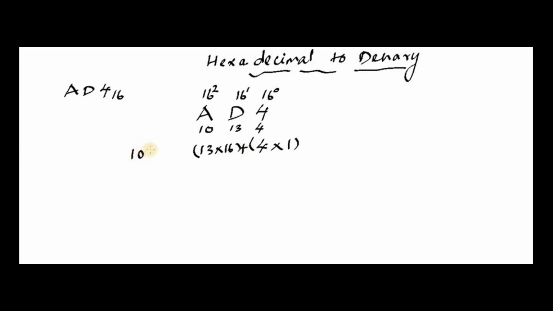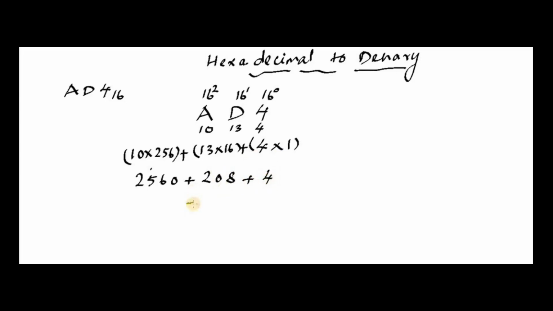That is 10. 10 times 16 to the power 0, it is 256, right? So keep this one inside the bracket and we have to keep the plus sign. So now we have to calculate all the 3 values which is inside the bracket and we have to add that one, okay? Now 10 times 256, isn't it? So it will be 2560 plus 13 times 16, it will be 208, right? Plus 4 times 1, it will be 4.